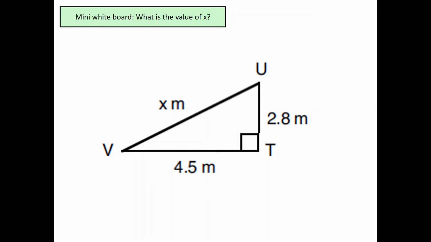Have a go at this question and pause the video. The answer you should get is 5.3 meters to one decimal place. Square 2.8, square 4.5, add them together, and then square root.